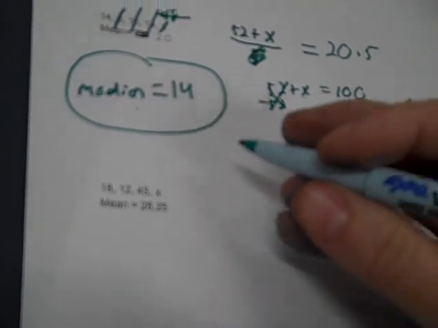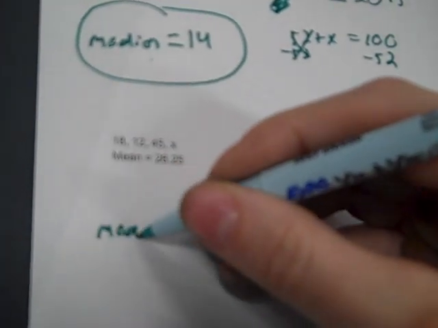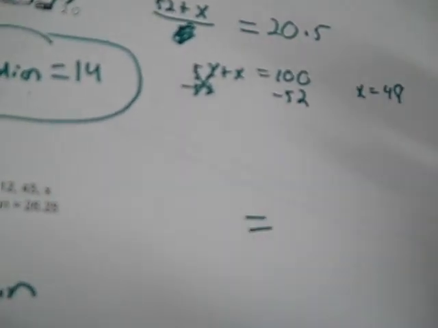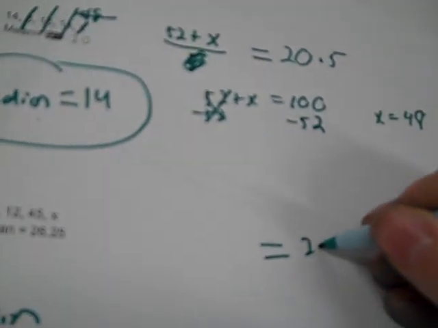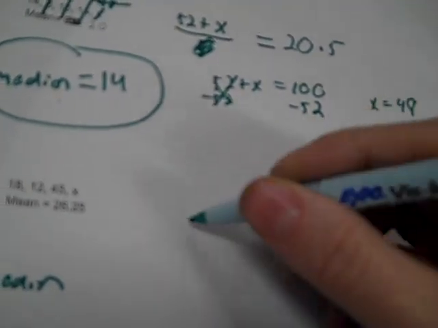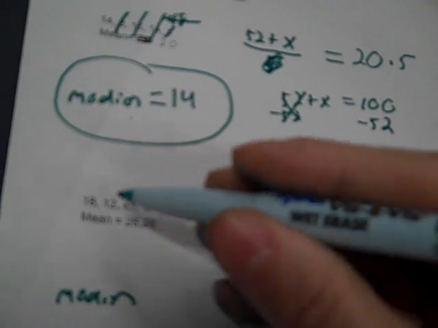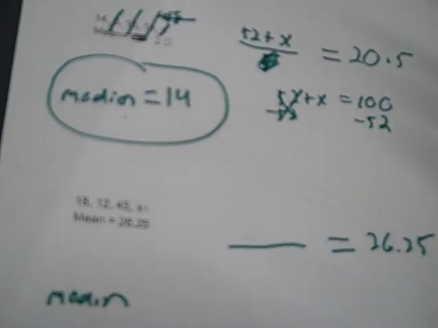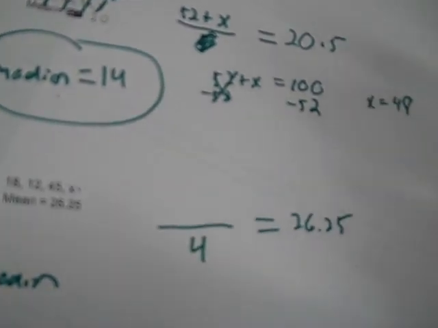Now the next one, okay? You're to find the median. Same setup. Now, how do you get to a mean? The mean's 26.25, but how do you get a mean? The average. There's 4 numbers, including the x. You include the x, so it's 4.